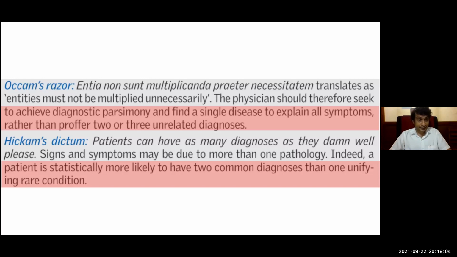If that single condition is a rare condition, then that's not going to work, because the patient is statistically more likely to have two common diagnoses than a single rare condition. So that's why you need to think about how common each of those conditions is. Yes, pheochromocytoma is a possibility. It's not common, but it's a possibility. Anxiety disorder is also a possibility. Out of the two, obviously, anxiety disorder is much more common than a pheochromocytoma.